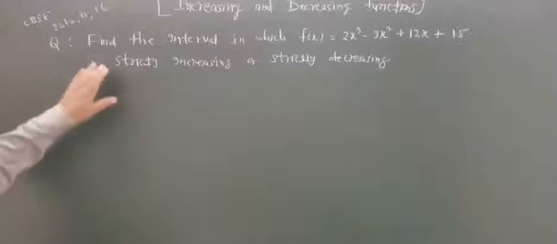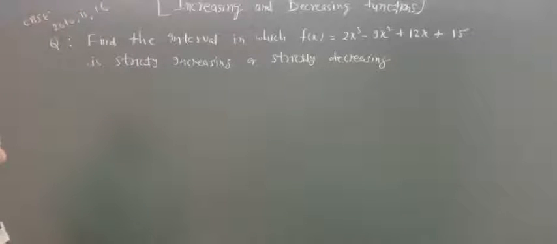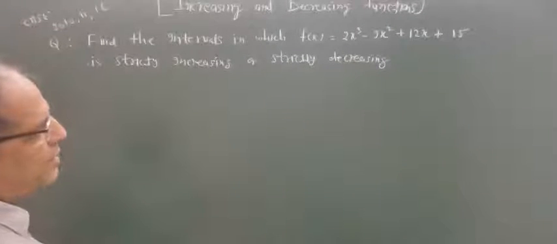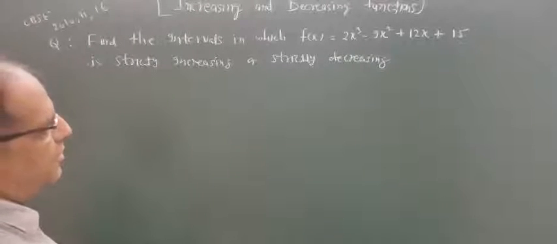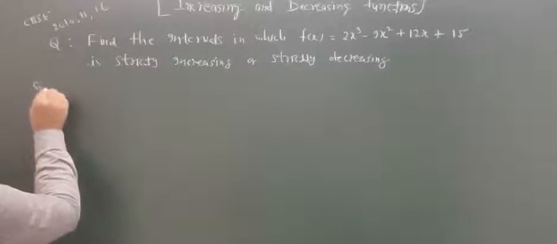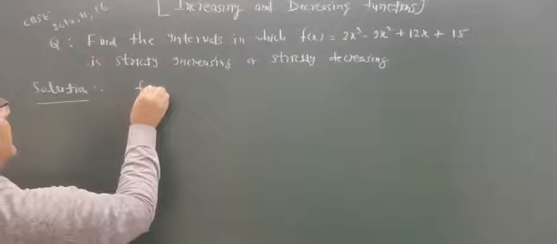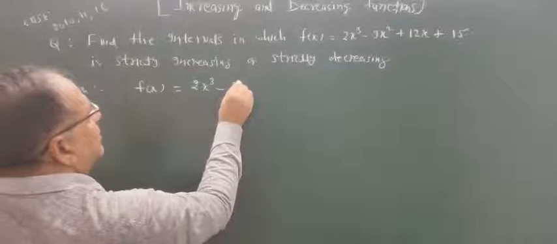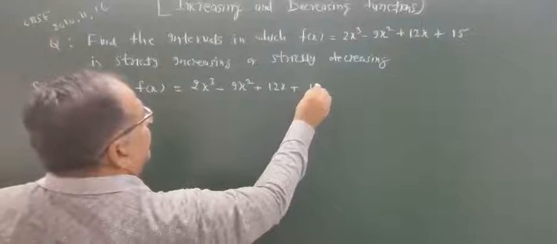Now I am taking one important question. This is a CBSE question from 2010, 11 and 16. Find the intervals in which f(x) equal to 2x cube minus 9x square plus 12x plus 15 is strictly increasing or strictly decreasing. So here a cubic polynomial is given in the form of the function. So first, f(x) is given here, 2x cube minus 9x square plus 12x plus 15.